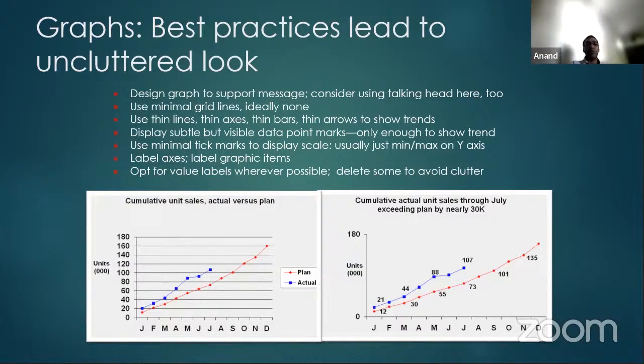So, what is the difference? Here it usually is 170, 73. Correct. And remember what I said, we said opt for value labels wherever possible, and you can delete some labels to avoid clutter. So if you notice, I have not labeled every single data point. I have chosen to label every alternate one. Why? It reduces clutter.